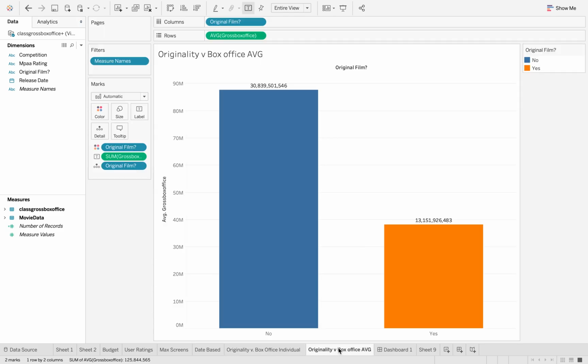Here in this graph, it's the average gross box office based on whether the film was an original film or not. The left column is over twice, almost three times as much in average gross box office. So it took in quite a lot more money per movie. So even further evidence to show that movies that aren't original do better in the box office.